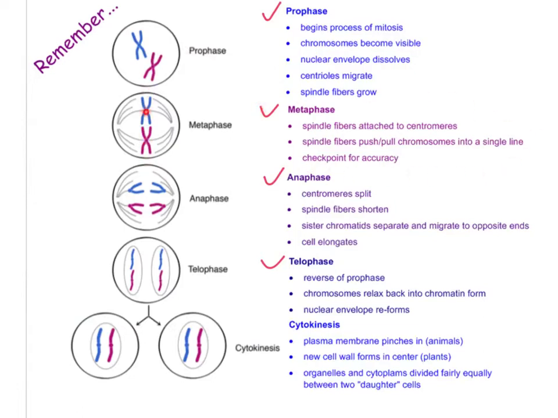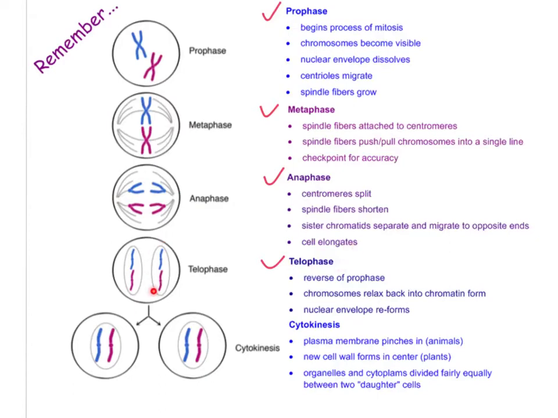Metaphase is where the chromosomes line up along the equator. The spindle fibers and the centrioles attach to the centromeres of each of the chromosomes, and they pull them into a line. There's a checkpoint for accuracy here as well. Anaphase is our next phase, where the centromeres are being split apart in the chromosomes, and the spindle fibers shorten to pull those chromosomes away from each other. You can think anaphase, they are going away, and they are being pulled to opposite poles. The cell elongates somewhat.